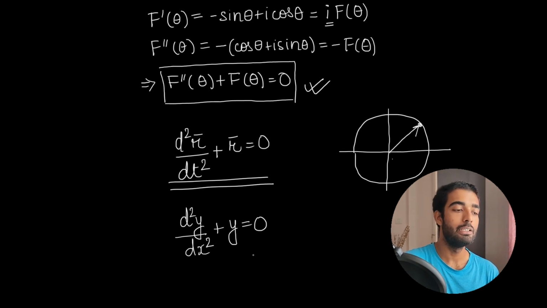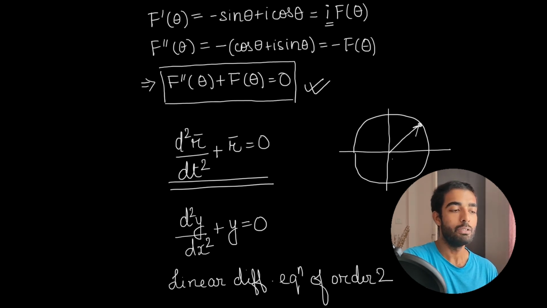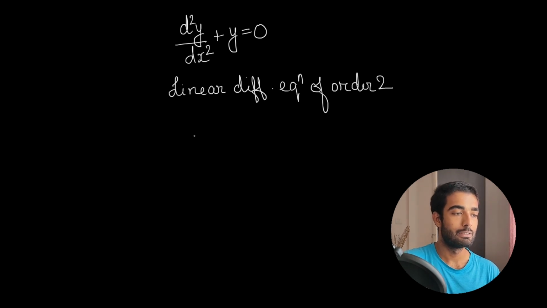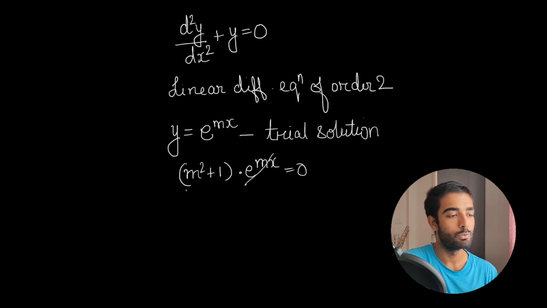Now this is a linear differential equation of order 2, and the way we solve this is by trying a solution. That is, we will try y equal to e to the power mx. When we substitute it in the equation, we get (m squared plus 1) times e to the power mx equal to 0 for all x. This cannot be 0, so m squared plus 1 has to be 0, which implies m is equal to plus or minus i.